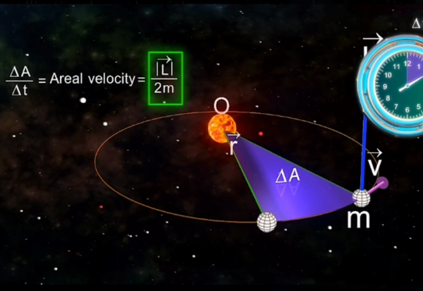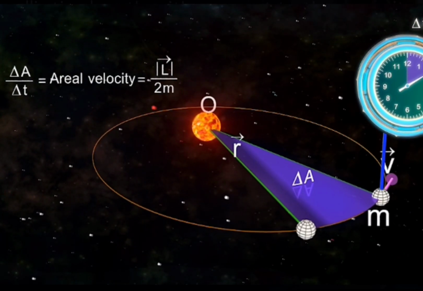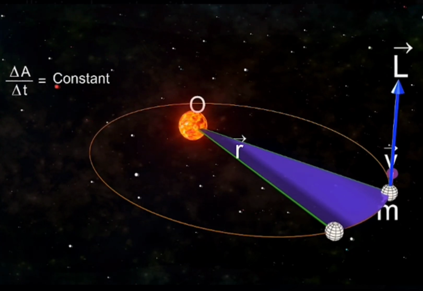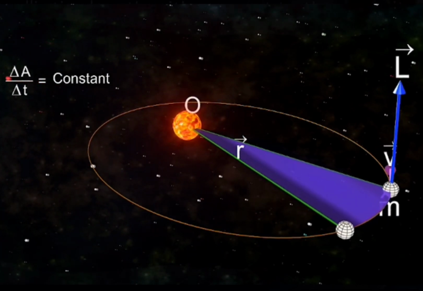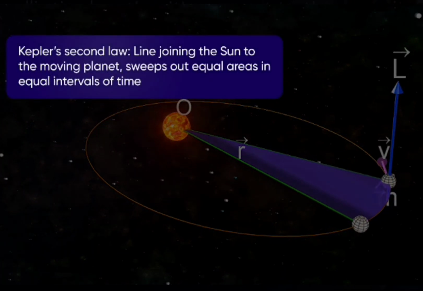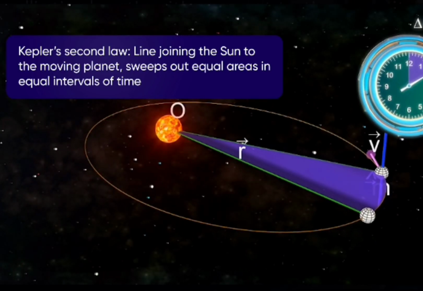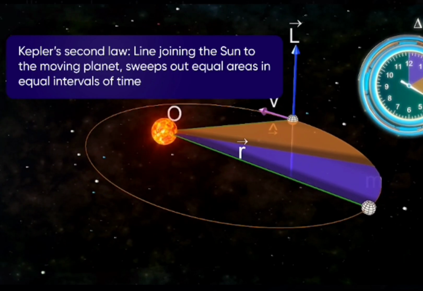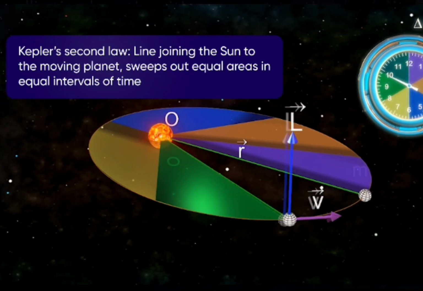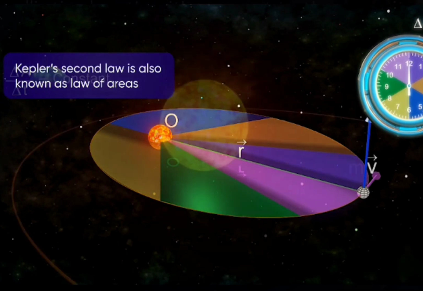Here, both the modulus of vector L and the mass of the planet are constant. So, delta A upon delta t is also constant. This is Kepler's second law of planetary motion. It states the line joining the Sun to the moving planet sweeps out equal areas in equal intervals of time. This law is often referred to as the law of areas.